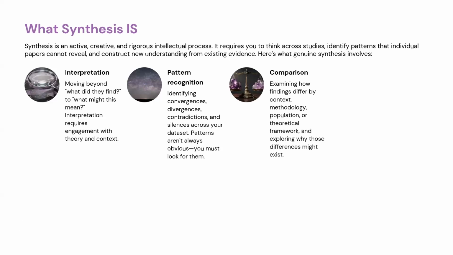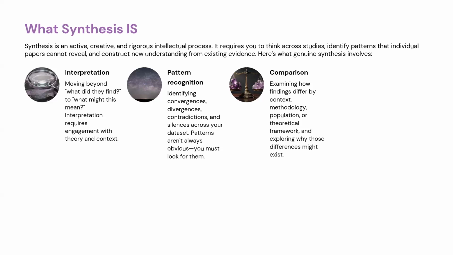So what synthesis also requires is comparison. So examining how findings differ by context, again, building on the previous 2 points. The methodology. So if 2 authors came to the same conclusion, but they used different methodologies, why could that be? Could there be discrepancies in what one author chose to look for and what another chose not to look for? Is it indicative of anything that they came to the same conclusion even though they used different methodologies? What does that say about future studies going forward? Could these 2 methodologies potentially be merged, or should they remain separate?